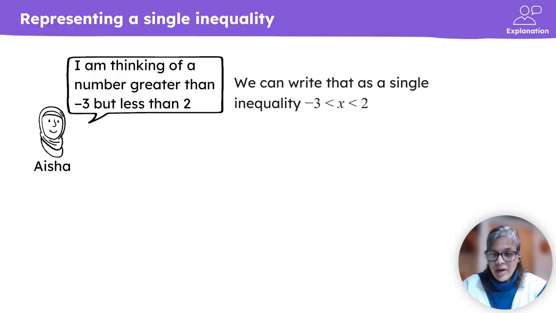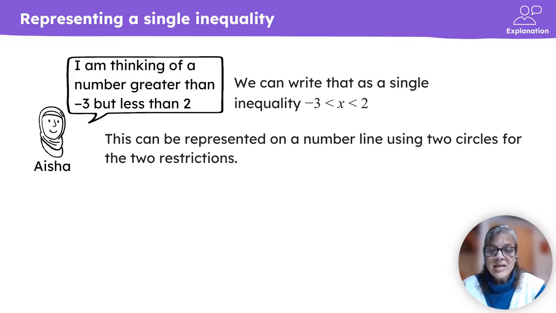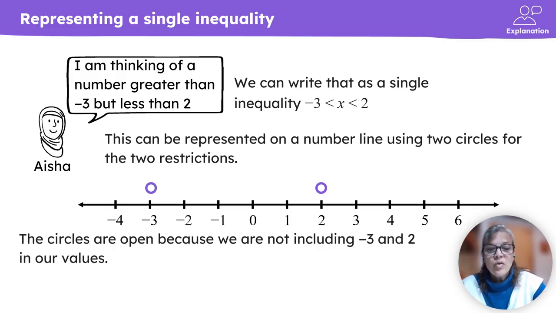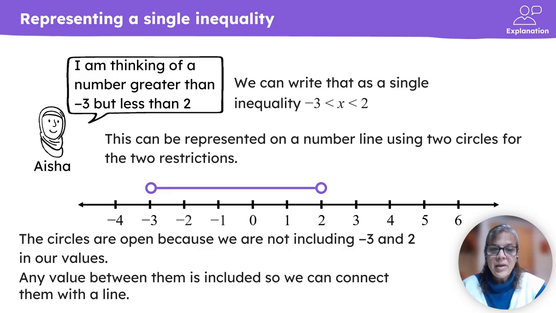So if we were going to write this as a single inequality, sometimes we use two inequality signs to state a range. And it can represent two restrictions on a particular number. For example, here's the two restrictions. It has to be greater than -3. So we have open circles because we're not including -3, greater than -3, I should have said. And an open circle at 2, we're not including 2, but any value in between them is included. So a number line of that would look like this.